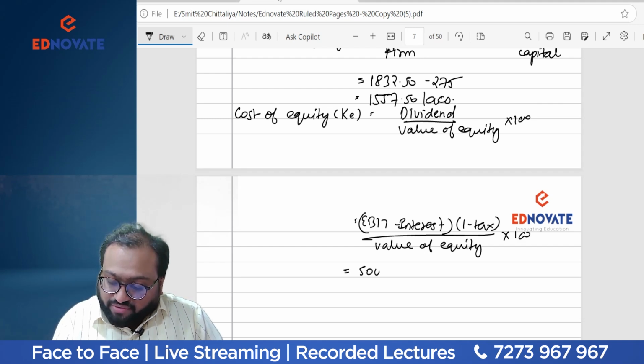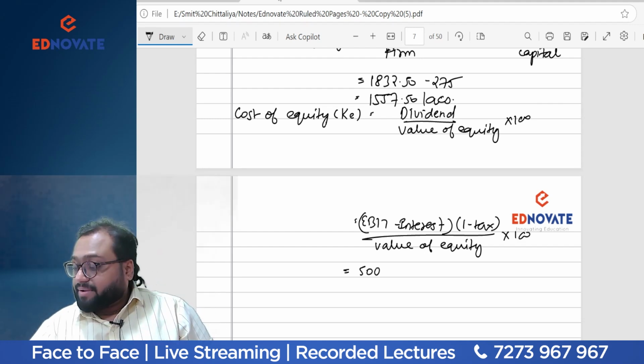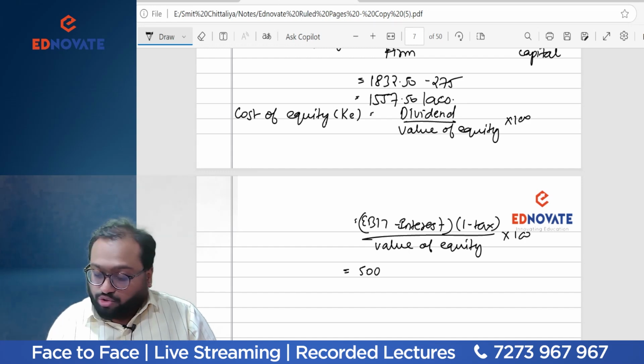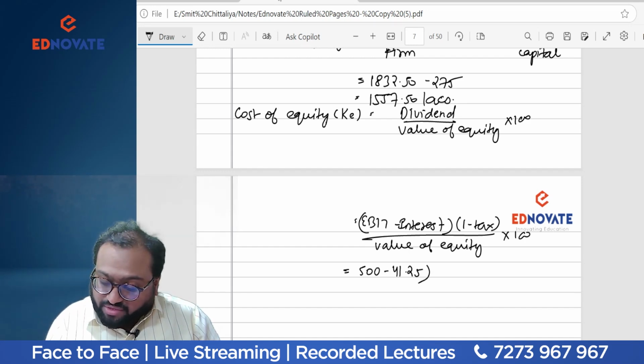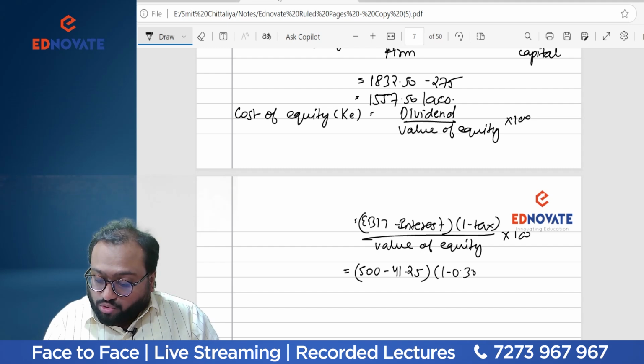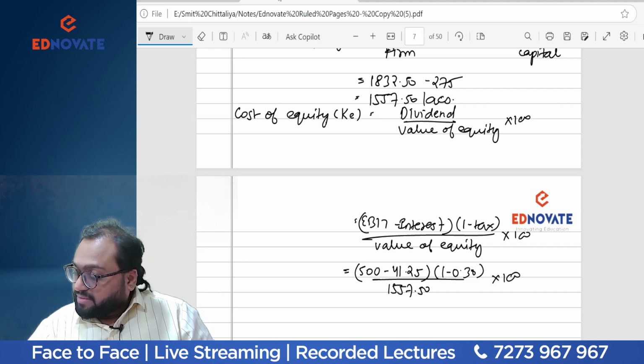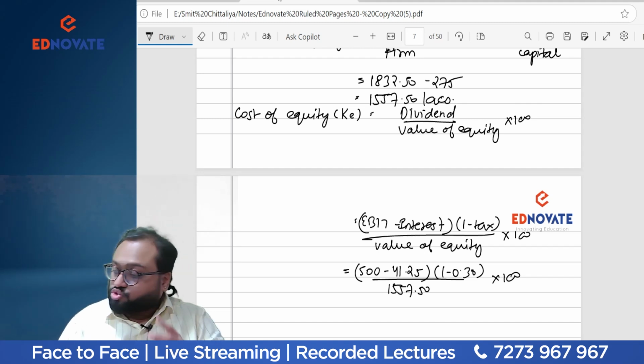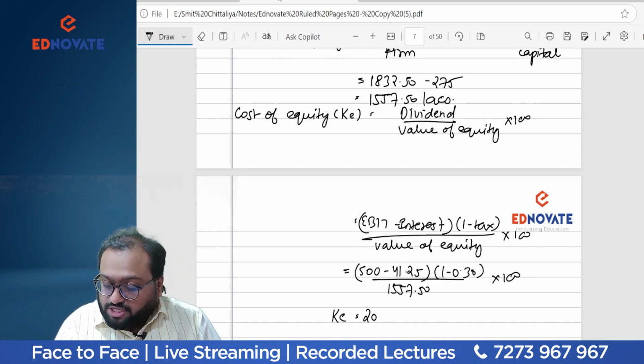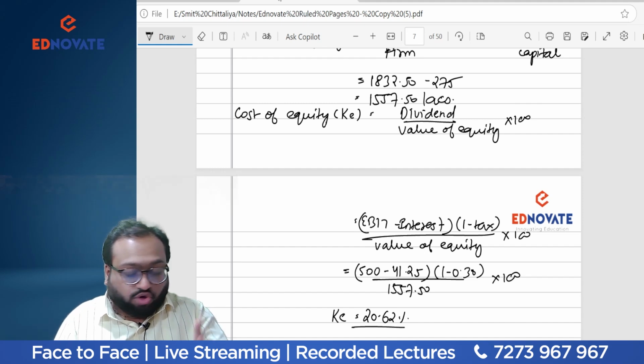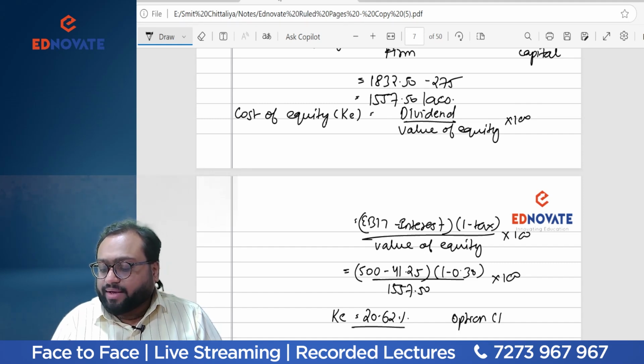My EBIT is 500. The interest on debt capital will be 275 into 15%, which is going to be minus 41.25. This is the interest. 1 minus 0.30 divided by 1557.5 into 100. 500 minus 41.25 into 0.7 divided by 1557.5 into 100. You will get something like 20.62. You will get Ke as 20.62, and bingo, our answer is right. And so which option is correct? Option D is correct. How quick, how quick.